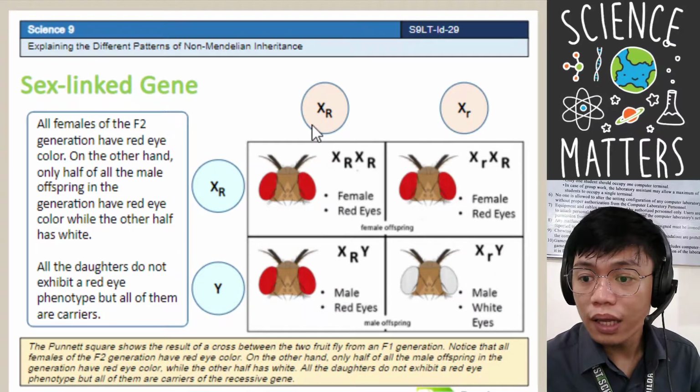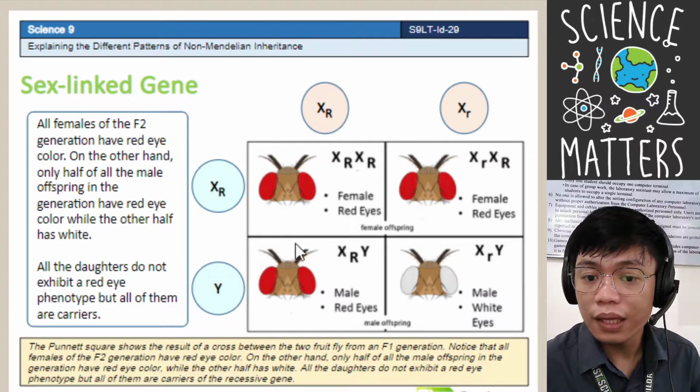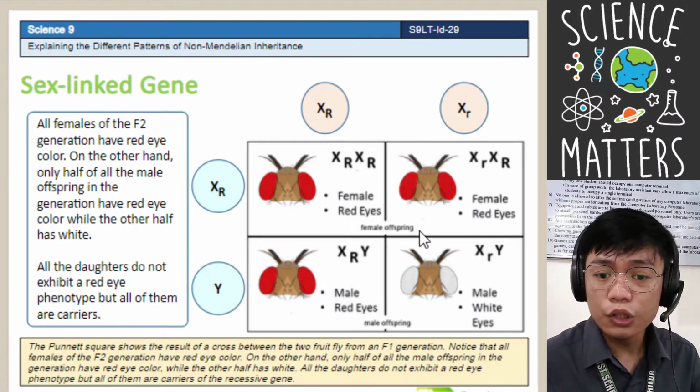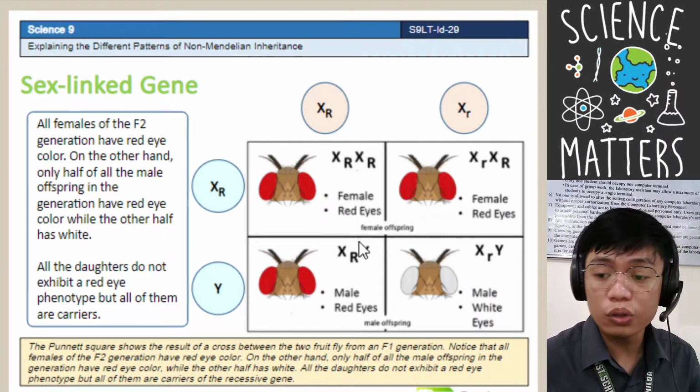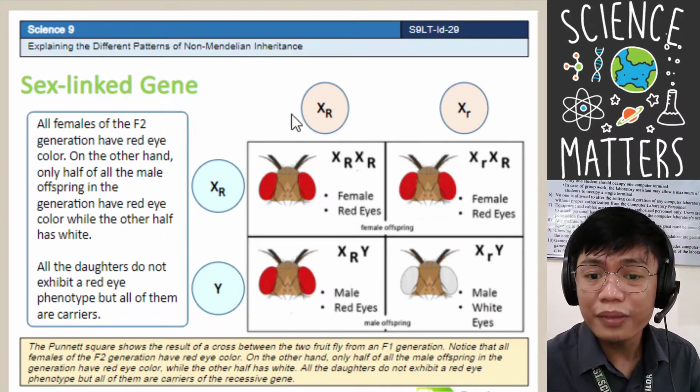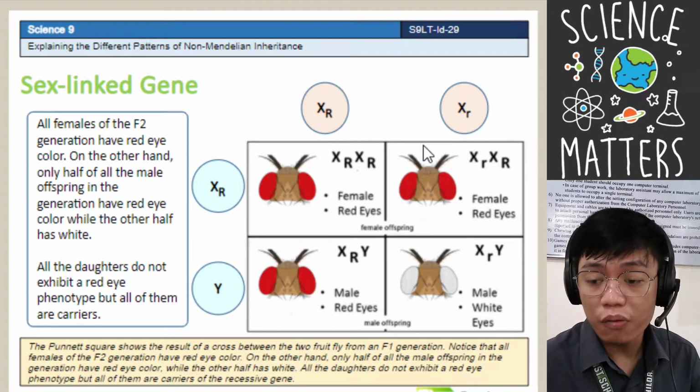Okay? So, that is how we combine, or that is how genes or traits are being transferred from the parents going to the offspring. Okay?